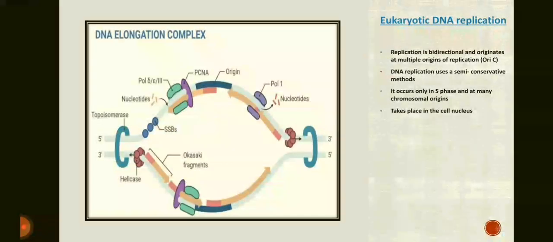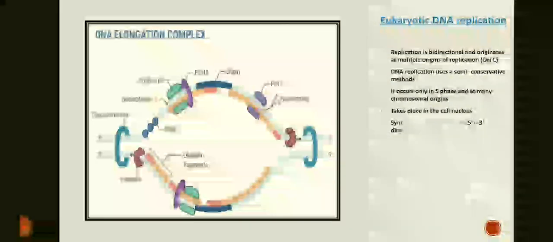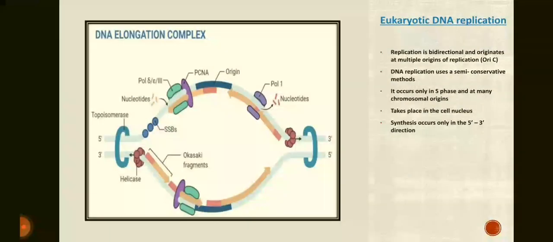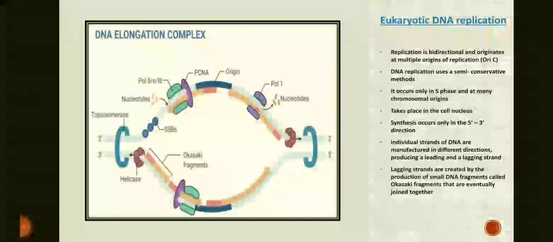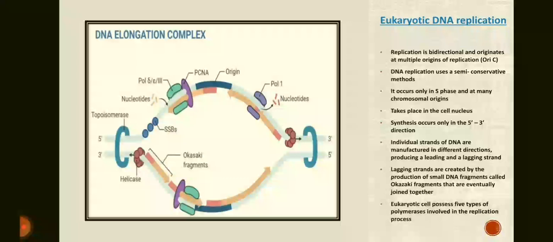Eukaryotic DNA replication takes place in the cell nucleus. Synthesis occurs only in the 5' to 3' direction. An individual strand of DNA is manufactured in different directions, producing a leading and a lagging strand. Lagging strands are created by the production of small DNA fragments called Okazaki fragments that are eventually joined together. And lastly, a feature of eukaryotic DNA replication is that the eukaryotic cell possesses 5 types of polymerase enzyme which are involved in the replication process.